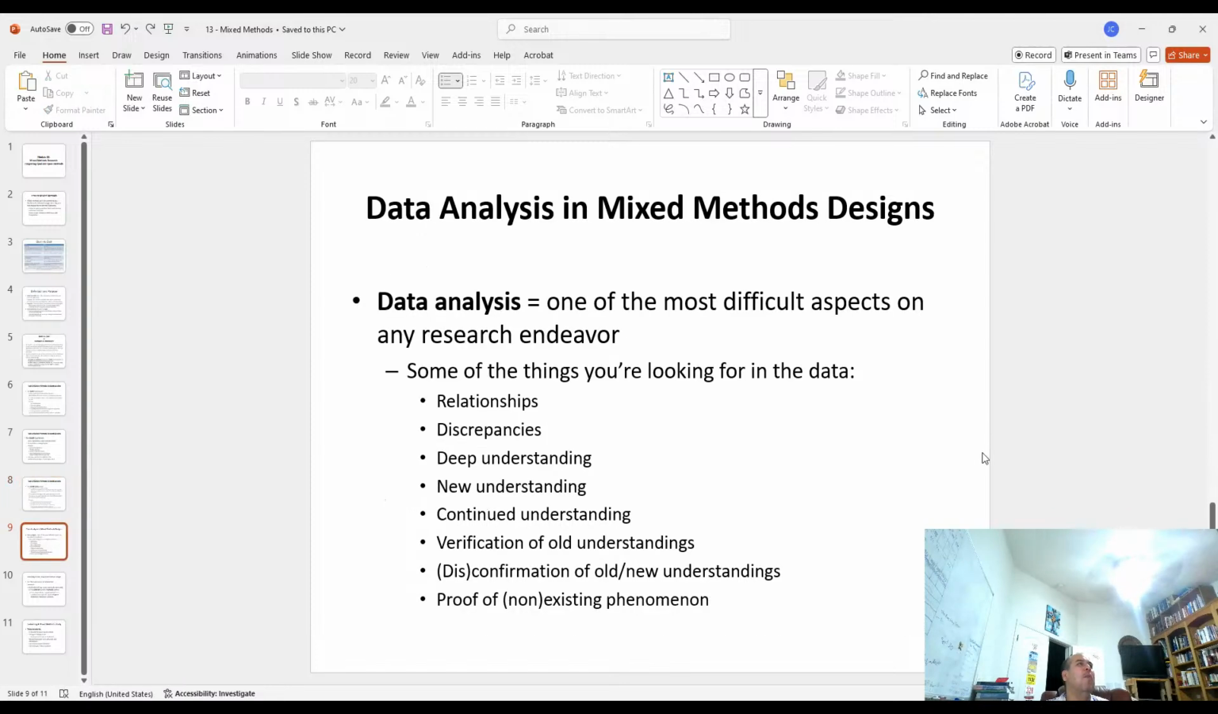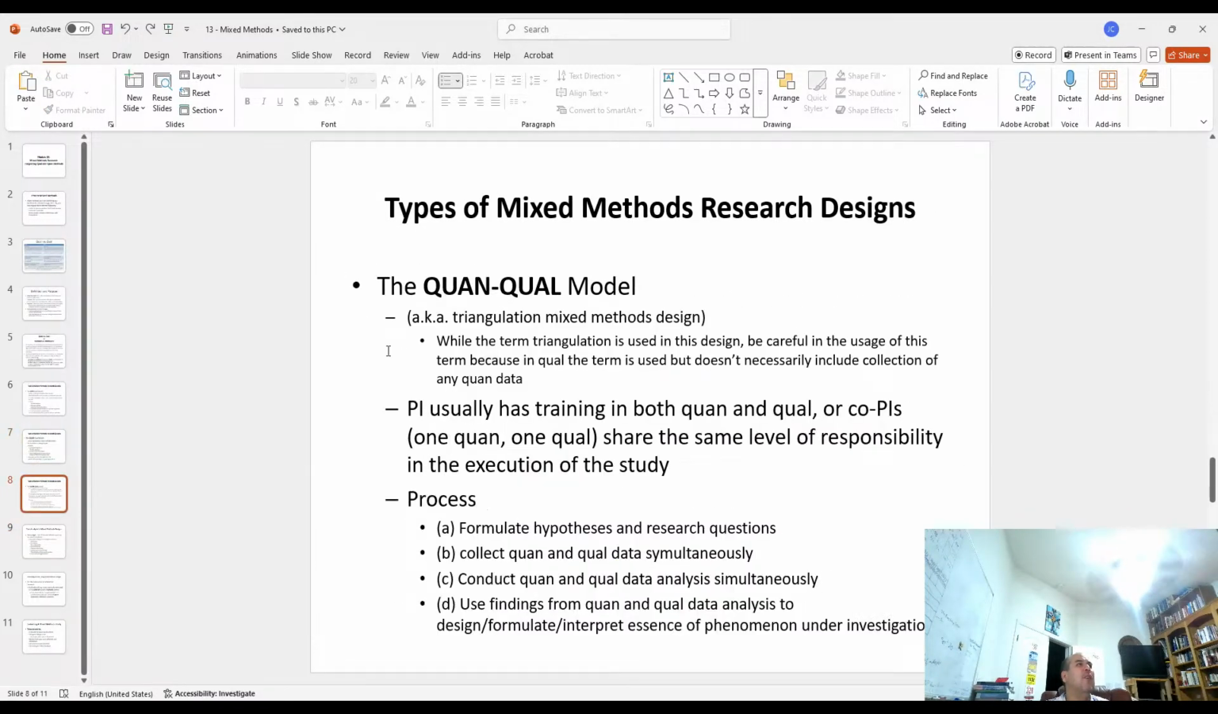Then you have the QUAL-QUAN model. Even though the quant is first, you notice they're both capitalized. They're both bold. Both carry a similar amount of weight. And while triangulation is important in this design, you've got to be careful in the usage of this term, because in qualitative, the term is not really important or necessary or a purpose of qualitative research. So it's important to not be throwing around triangulation in this model.